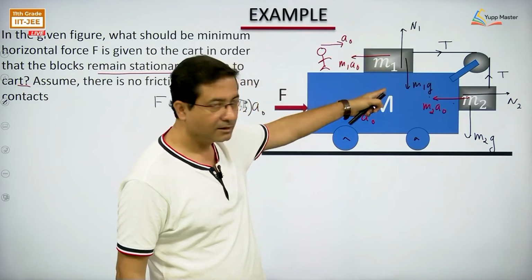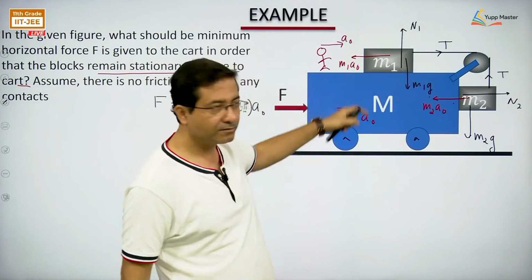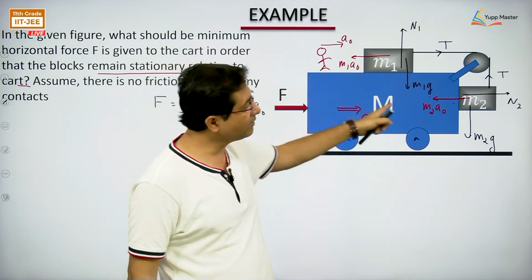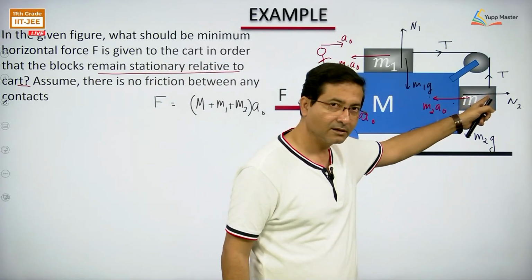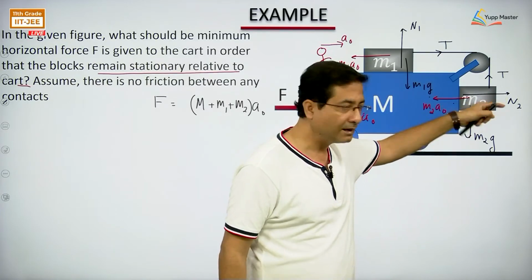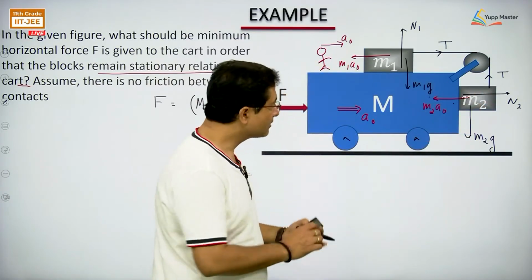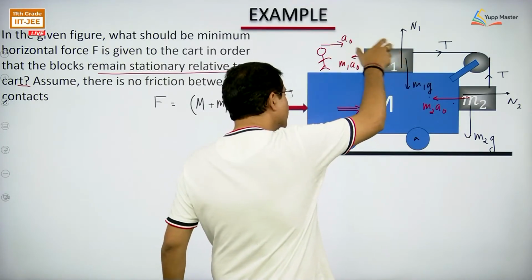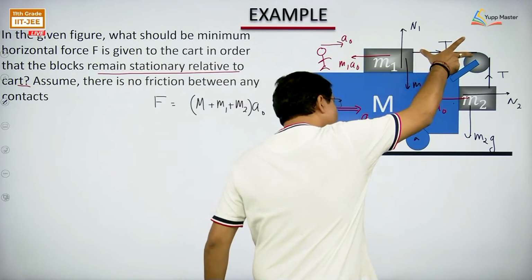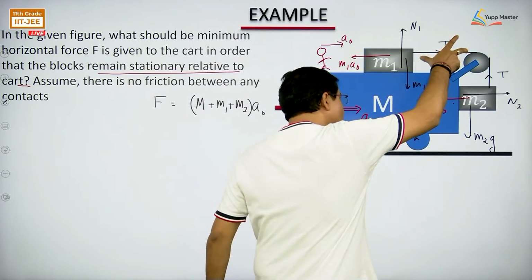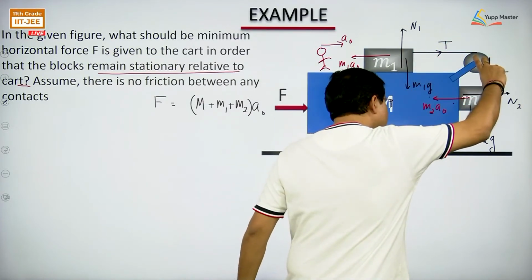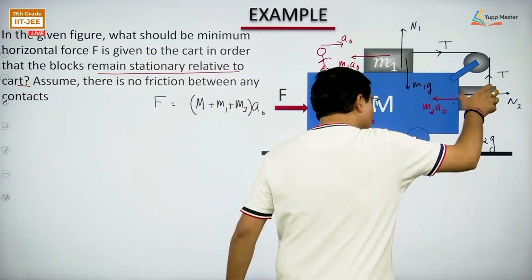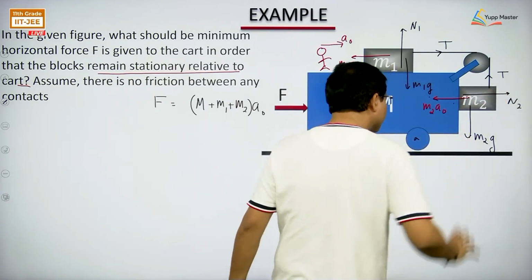So this observer, as he is not observing any motion for M1 and M2, he will apply Newton's first law in y direction, Newton's first law in x direction for M1. Similarly, this observer will apply Newton's first law in this direction, as he is not observing any motion here. See, if this block is not moving with respect to this observer, the length of this string is constant. If length of this string is constant, that means this is not going in y direction. So the whole system will go like this.